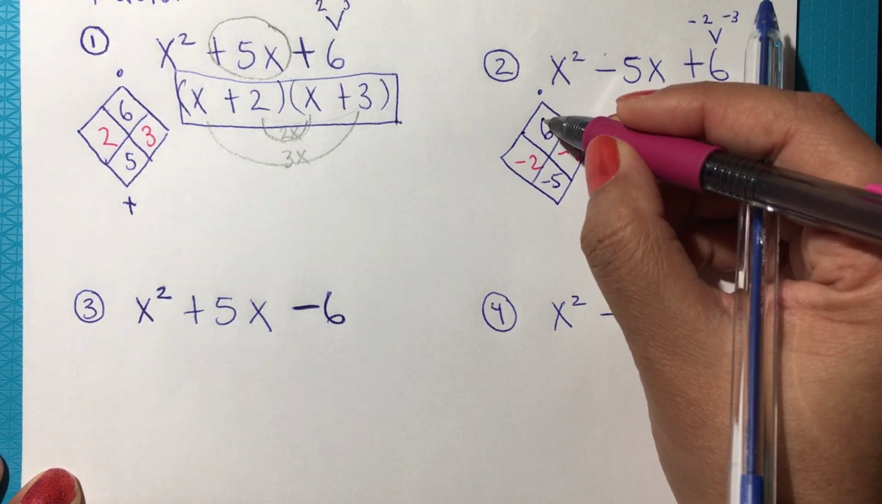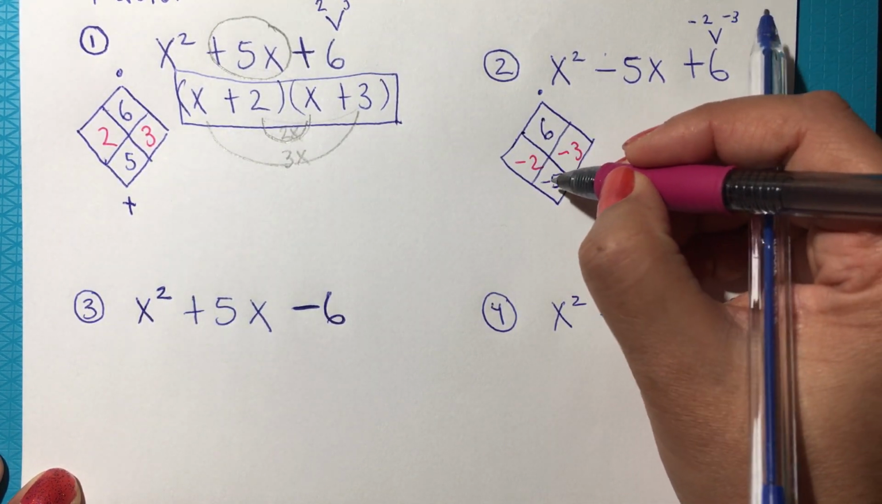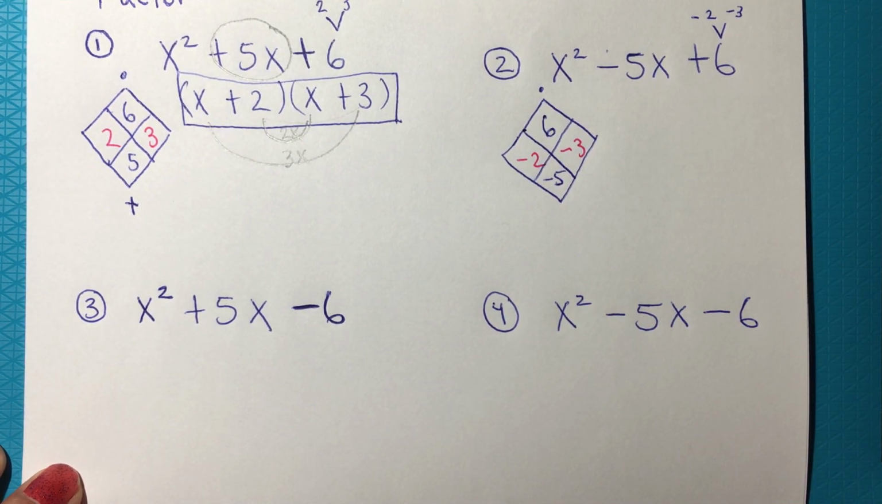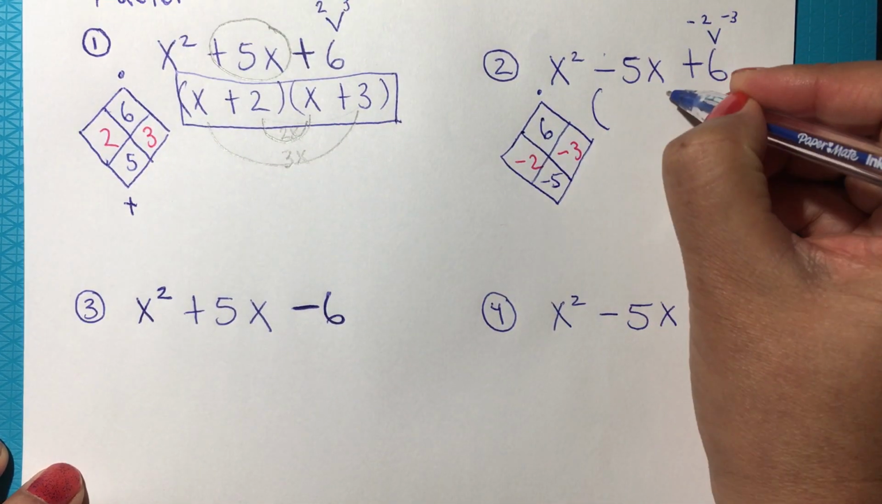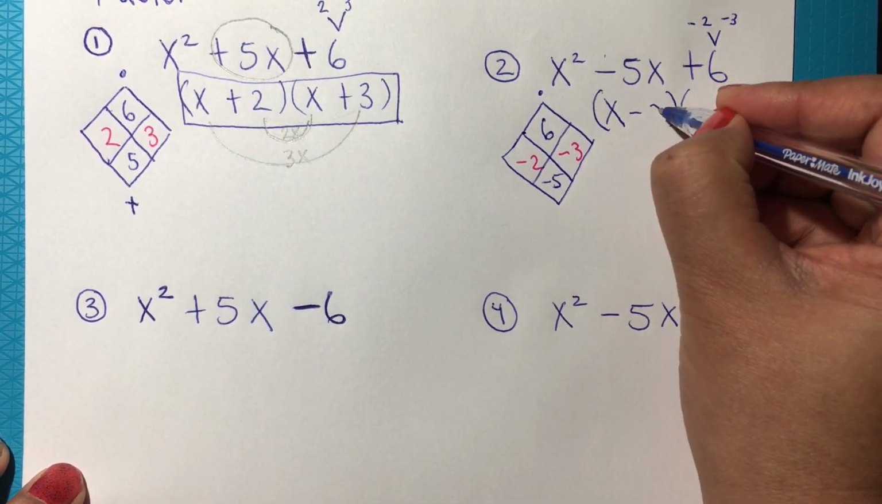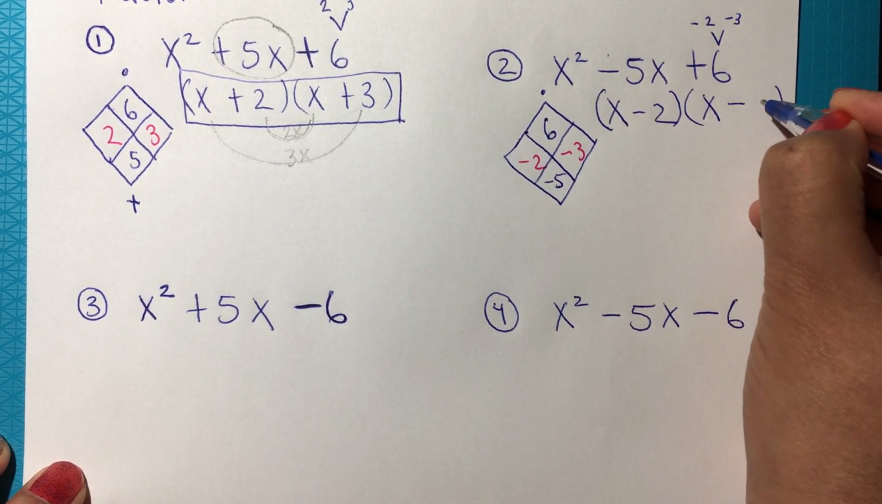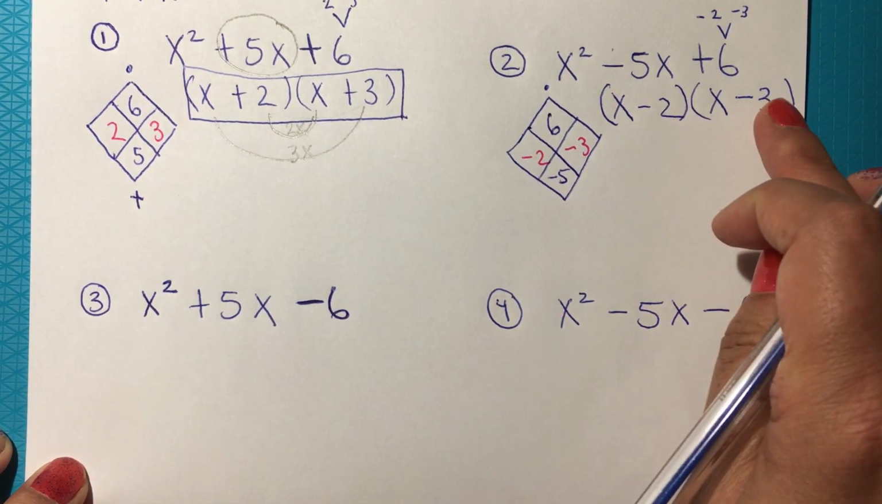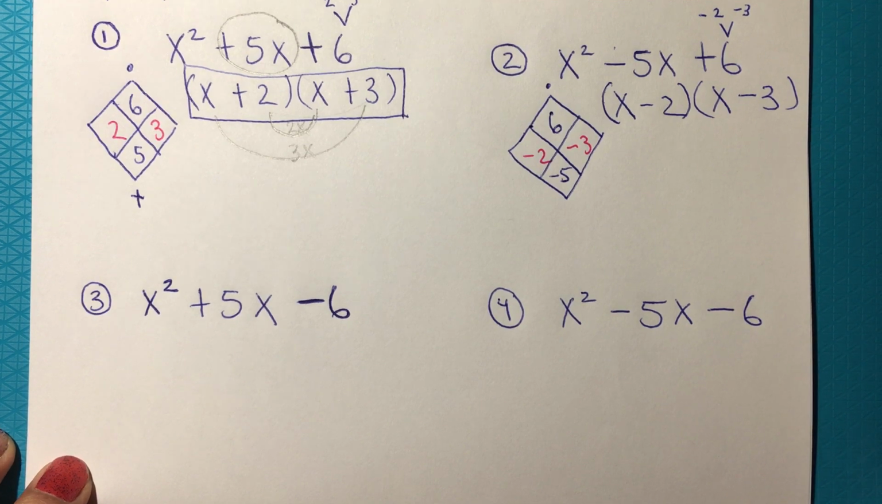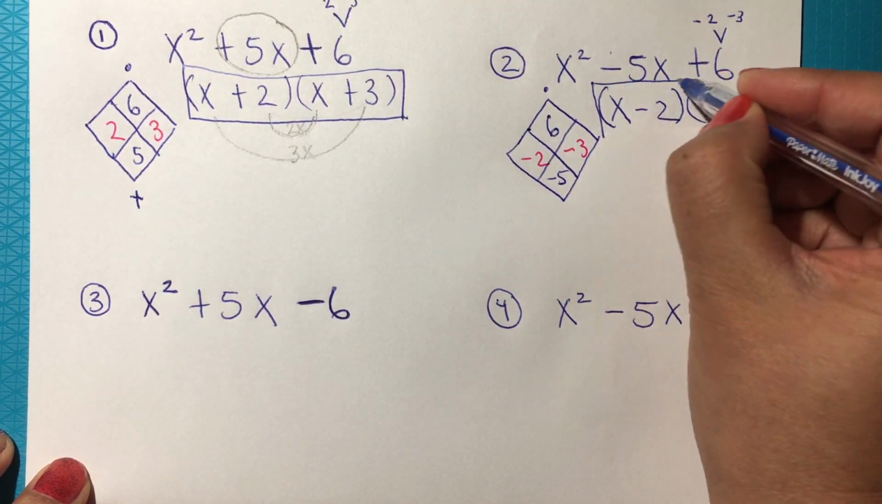Negative times negative is positive. And negative plus negative is negative, or more negative. Okay? And it's negative 5. You just open your parentheses and you get x minus 2, x minus 3. It doesn't matter if you put the negative 2 in here and the negative 3 in here. You will get the same answer. And that's all you have to do.